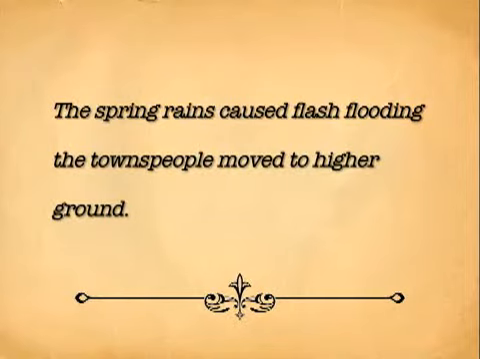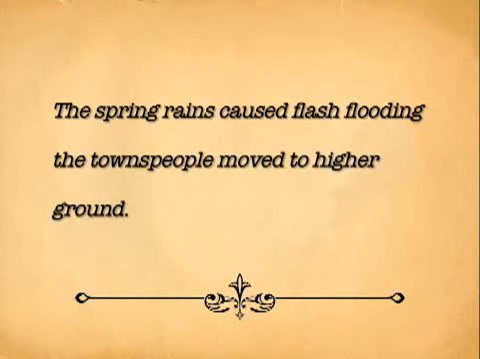The spring rains caused flash flooding. The townspeople moved to higher ground. There's nowhere to break. There's no stop. There's no indication of the connection between these two things. Now, you can probably infer the relationship here, but let's see if we can correct this. And again, you can use any of the four coordination methods to correct any of these errors.